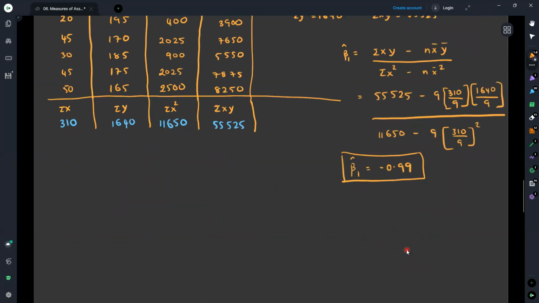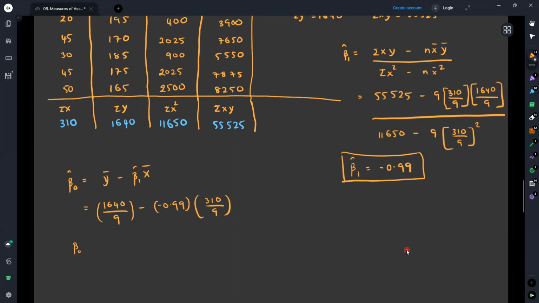Now we need to find out the value for beta naught hat as well. Beta naught hat can be taken as y bar minus beta 1 hat x bar. Now we need to substitute the values. Instead of y bar, I am taking 1640 divided by 9, minus the value of beta 1 hat, which is minus 0.99, times the value of x bar, which is 310 divided by 9.